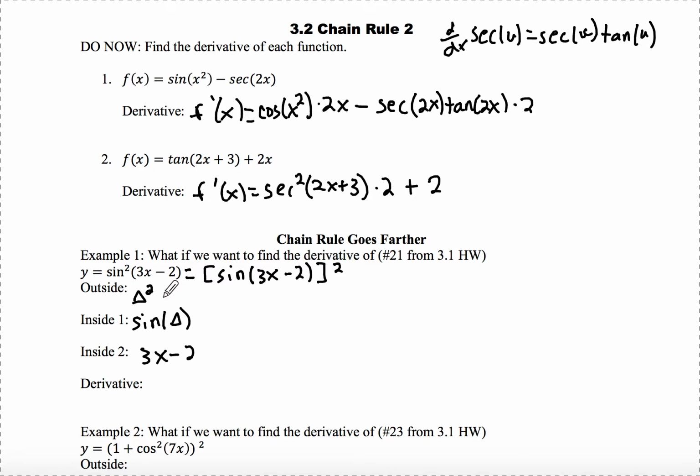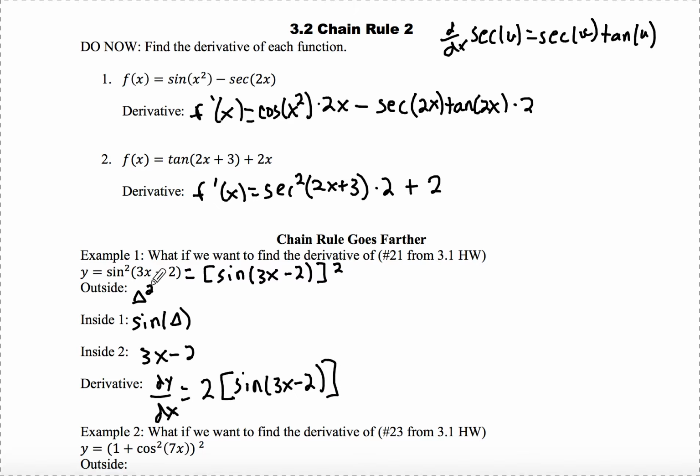So let's take a look. For this specific function, our outside is the squared. So my derivative is going to look like this. I want to take the derivative of the whole thing squared, Dorito squared. So that'd be 2 times whatever's on the inside, sine of 3x minus 2.